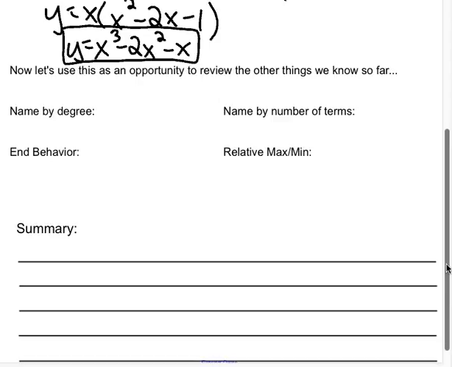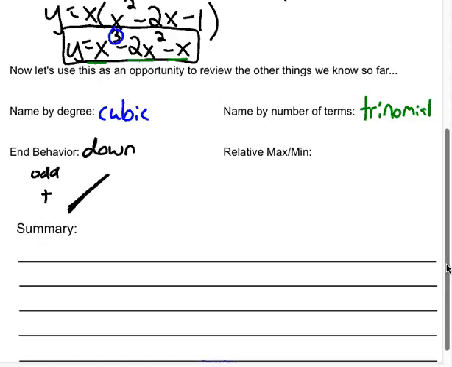So degree, naming this by degree. Degree 3 is going to make it a cubic. Number of terms, 1, 2, 3 terms, is a trinomial. End behavior, that's where I analyze. The degree is odd and it's positive. So think of a line with a positive slope: it is going to start at the bottom and end up. And relative max and mins. So let's take a look at that.